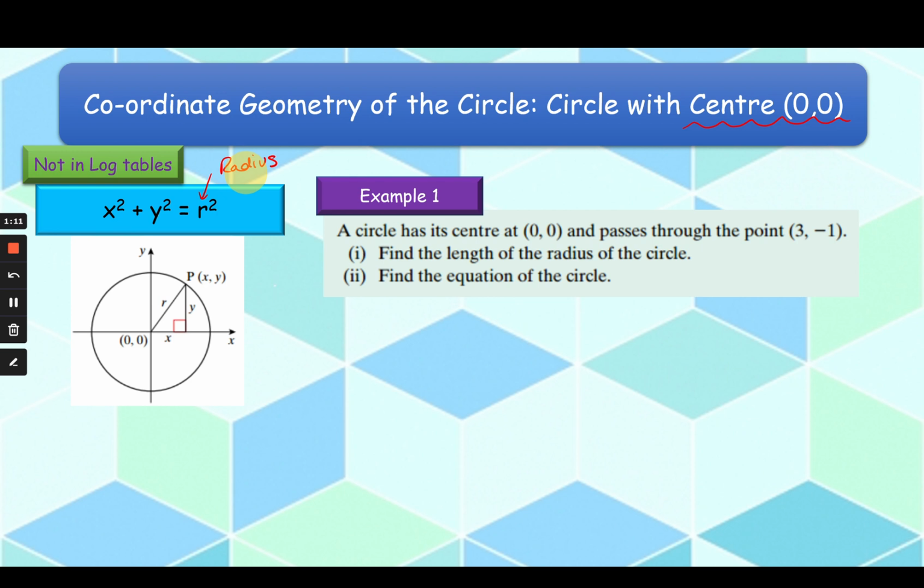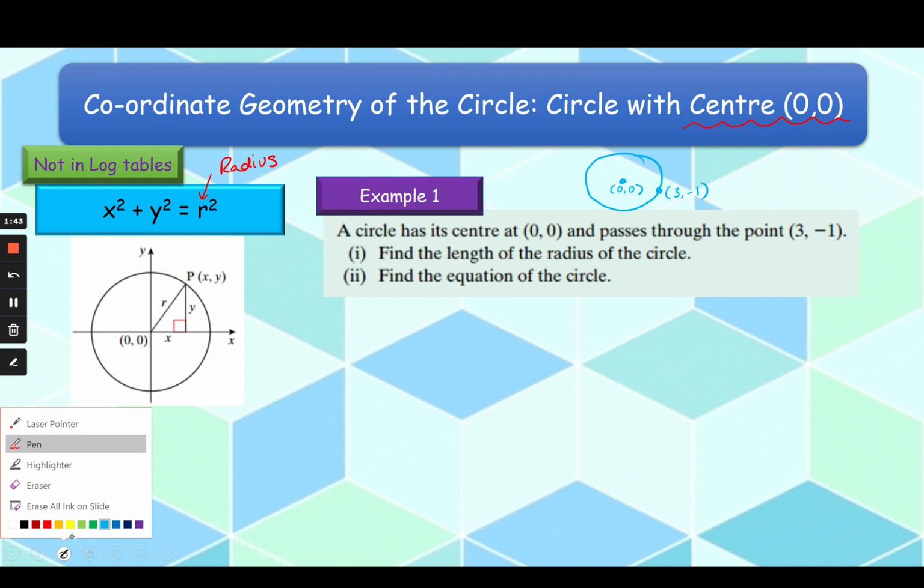What we're going to be looking at today is example 1. I always find it very useful when looking at coordinate geometry of the circle to give ourselves a little diagram to help us. The first one says, a circle has its center 0, 0 and passes through the point 3, minus 1. If I draw a sketch of this circle, I can see that the center is 0, 0 and that the point 3, minus 1 is on the circle, which means that my radius is the distance between those two points, which I'm going to label r.